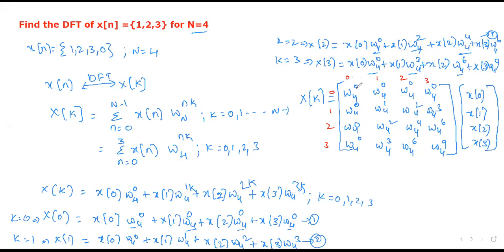Twiddle factors etla raichu ante 0 into 0 is equal to 0. Omega 4 anedi common, since we are finding here for capital N is equal to 4. N is denominator anedi 4 definitely ga untundi. Whenever we want to write the new prefix the power here, let's just multiply these two values, row factor into column factor. 0 into 0, 0, 0 into 1, 0, 0 into 2, 0, 0 into 3, 0, 1 into 0, 0, 1 into 1, 1, 1 into 2, 1 into 3, 3, 2 into 0, 0, 2 into 1, 2, 2 into 2, 4, 2 into 3, 6, 3 into 0, 0, 3 into 1, 3, 3 into 2, 6, 3 into 3, 9. This is how we can write a matrix.